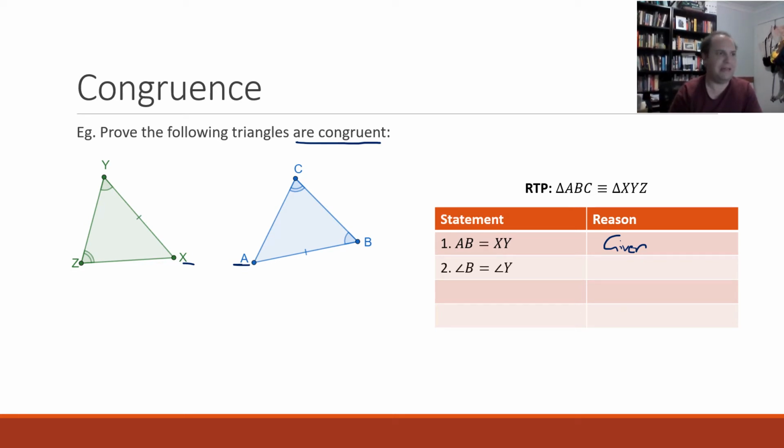Similarly, our angle at B is equal to our angle at Y because, once again, that information was given to us by saying B has only one line for that angle, so does Y.